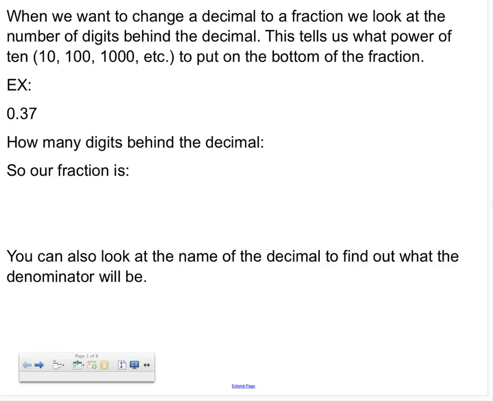And we tell ourselves how many zeros to put behind there depending on how many digits behind the decimal there are. So let's take a look at this one. 0.37. How many digits are behind the decimal? Well, there are 2 digits behind the decimal. So what is our fraction? Well, our fraction is the number that's behind the decimal, so 37, over, and then because there are 2 numbers behind the decimal, the 3 and the 7, we put 1 and then 2 zeros. And so our fraction is 37 over 100. We could reduce it from there, but we can't, so we'll just leave it as 37 over 100.